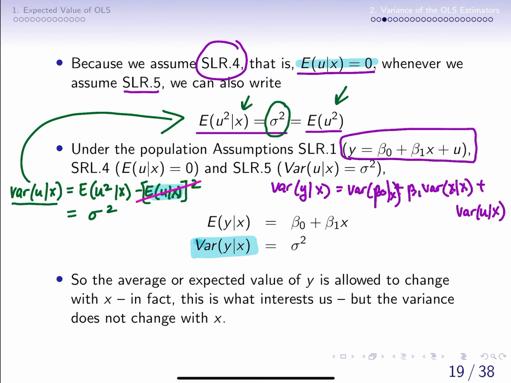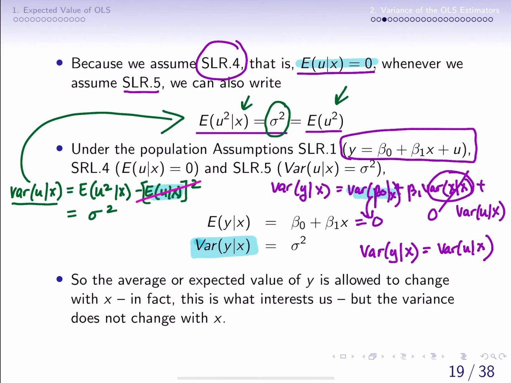So notice that if we were thinking about the variance of a constant given x, that is just going to be equal to 0. Similarly, the variance of x given x is just 0, right? So what we're left with is the variance of y given x equals the variance of u given x. Okay, so we come up with that same expression and we said the variance of u given x is equal to sigma square. So therefore we can say the variance of y given x equals sigma square.